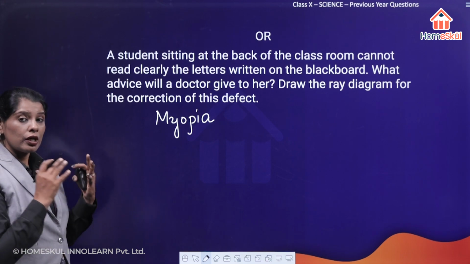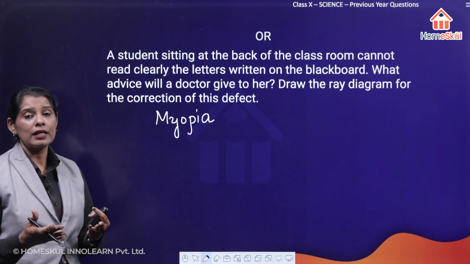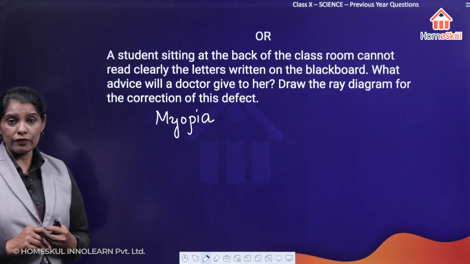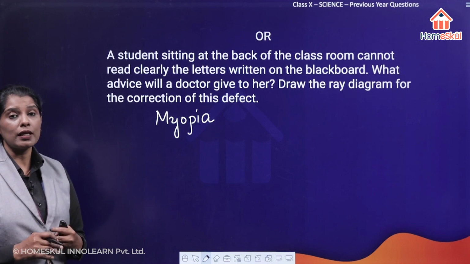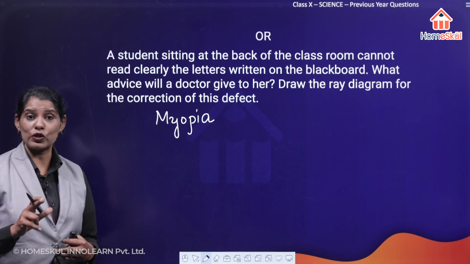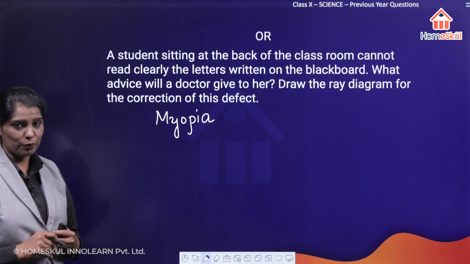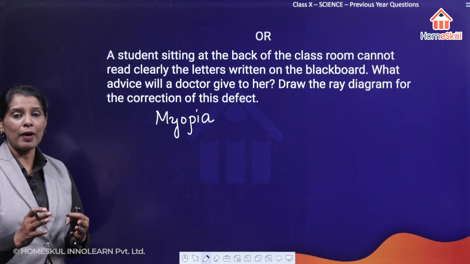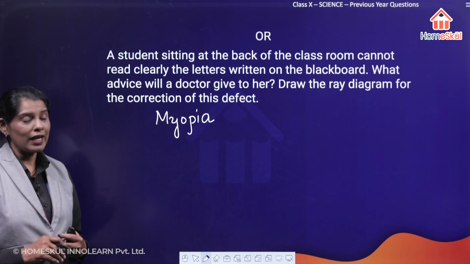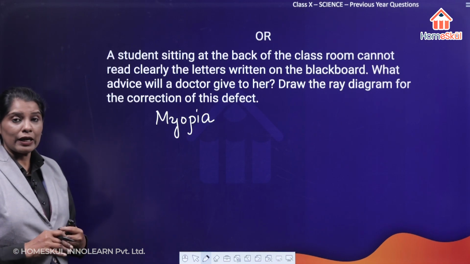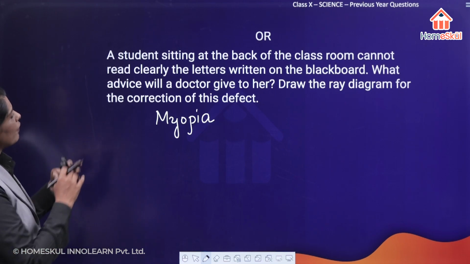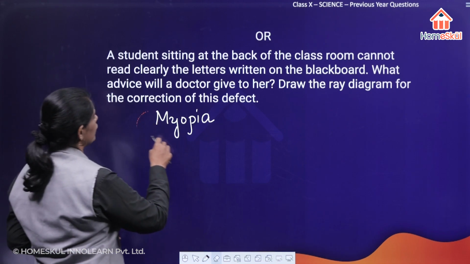So which lenses should the student be using, or what advice will the doctor give her? The doctor may advise her to use concave lenses, that is, diverging lenses of suitable focal length to correct the myopia. We know that to correct myopia, we have to use a concave lens of suitable focal length. Now, we have to draw the ray diagram for the correction of this defect.